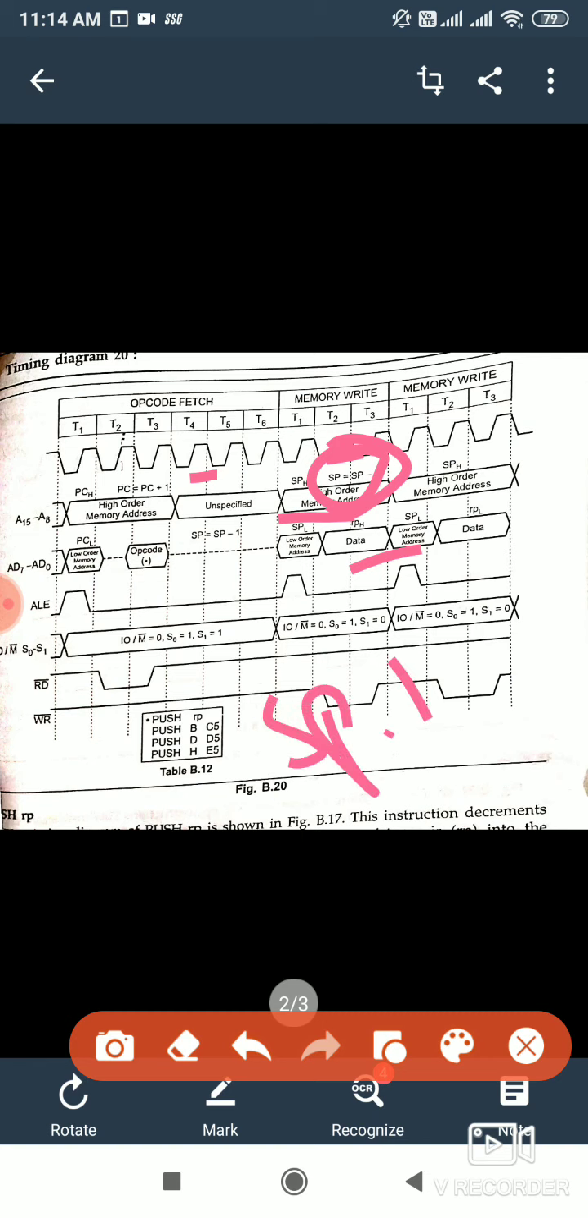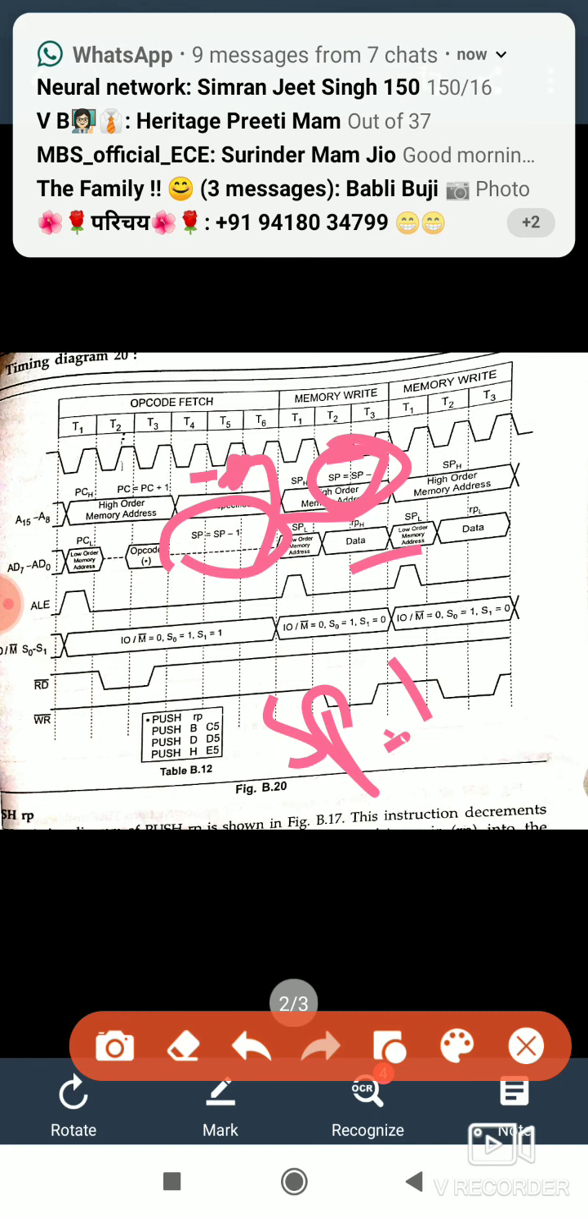Here first decrement is there, and this can be written here as SP minus 1. Why is it SP minus 1? Because we have to decrement our top of stack to write on the vacant space. Top of the stack is not vacant, but we have to write on the vacant space. So we will write on the vacant space when we decrement our stack. So this step will come here.